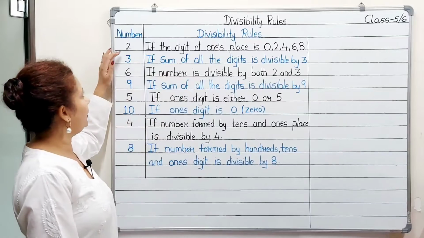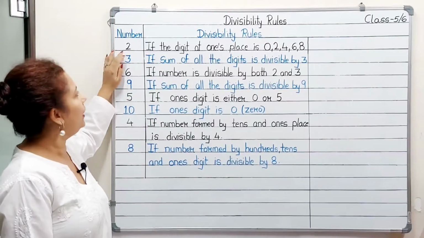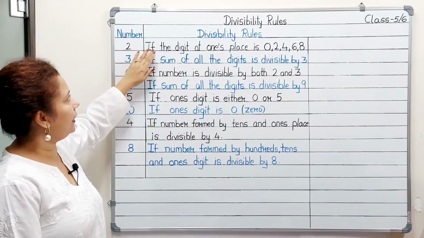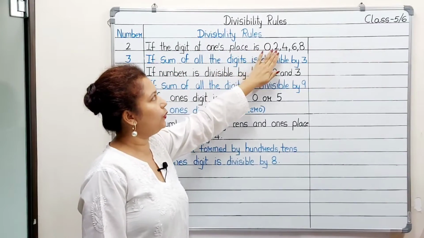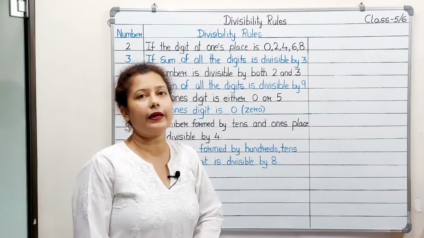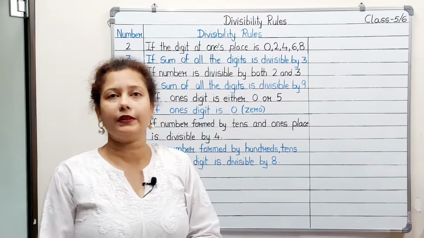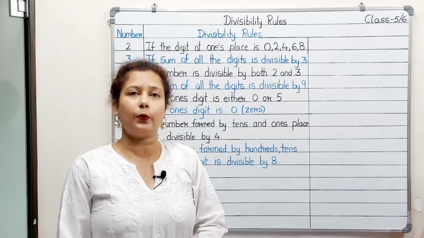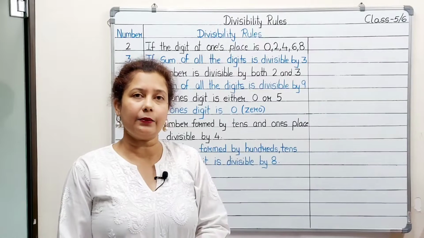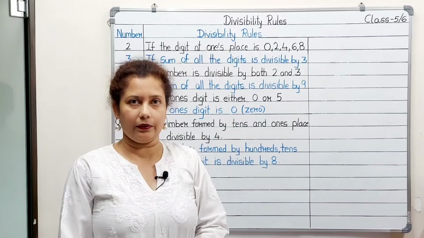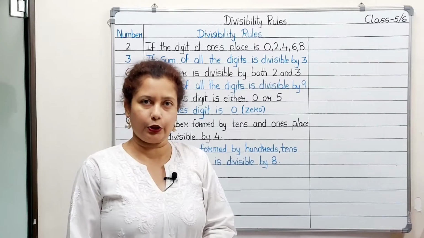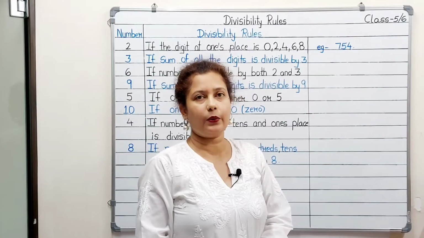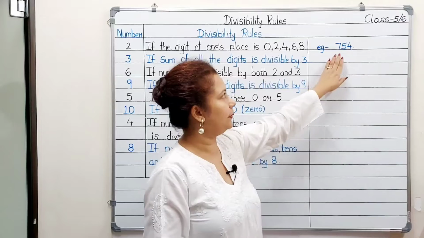First divisibility rule is for 2. The rule is if the digit at one's place is 0, 2, 4, 6 or 8, any one of these digits is present at one's place, then that number is an even number. An even number is completely divisible by 2. This we will understand with the help of an example.